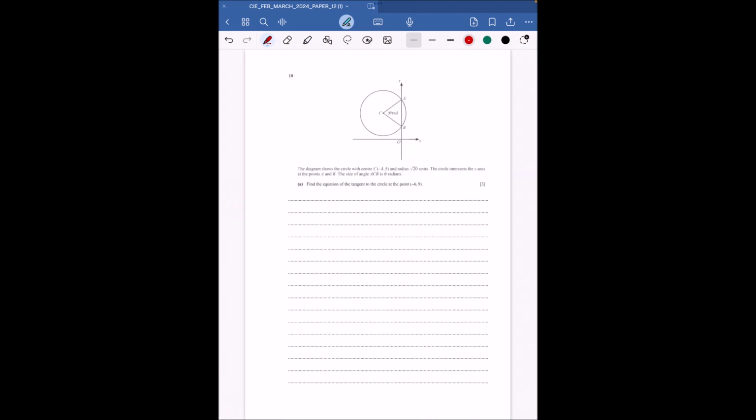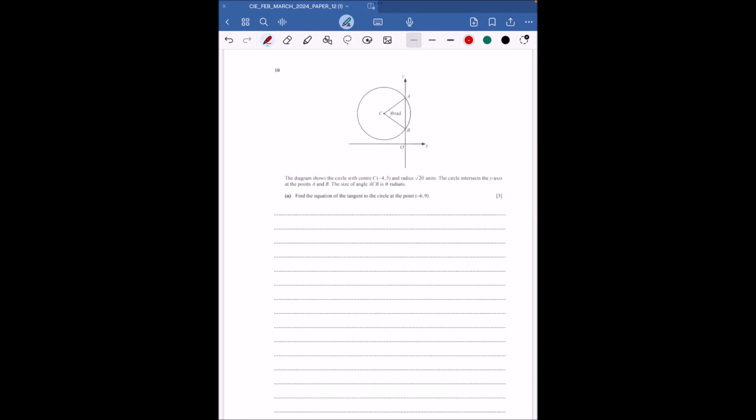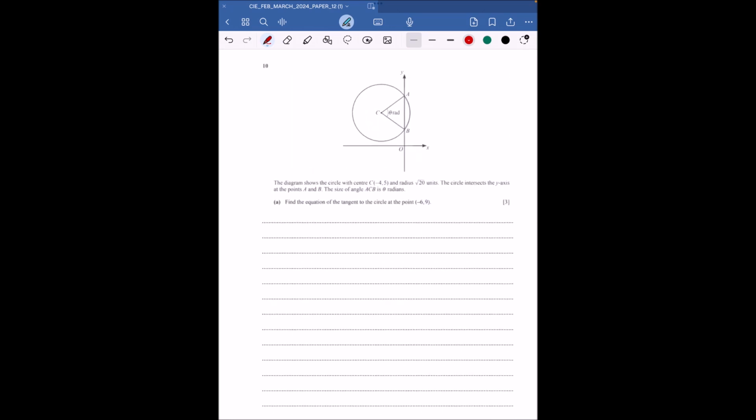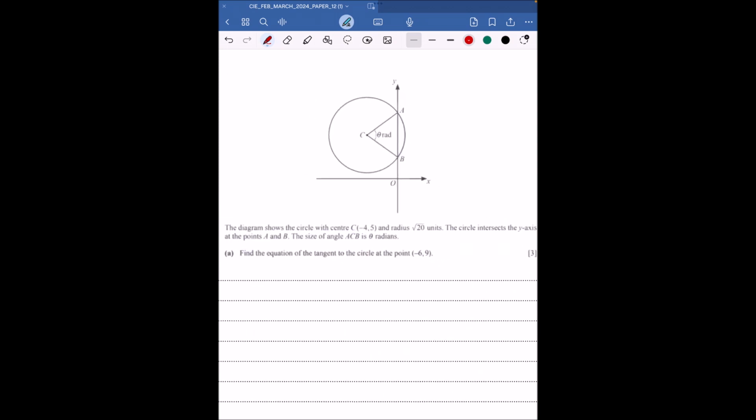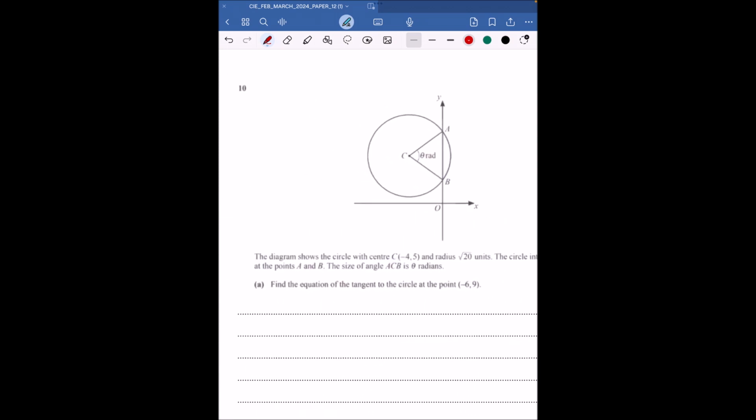Number 10. I think there were 11 questions this time, yeah. Okay, I think this was a tricky one of all of them I saw. Now let's see. The diagram shows a circle with center C. Okay. So this is minus 4, 5. Radius is square root of 20, square root of 20.